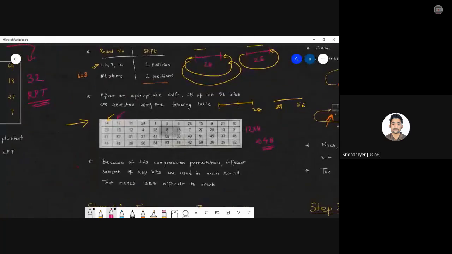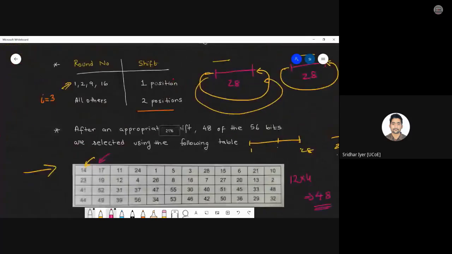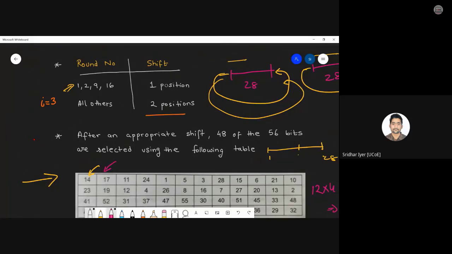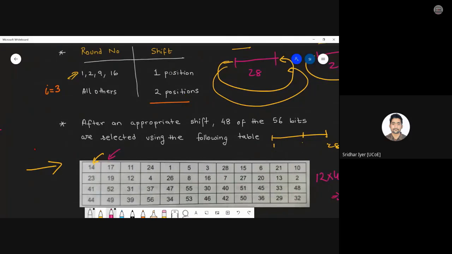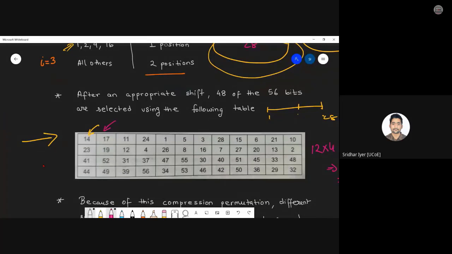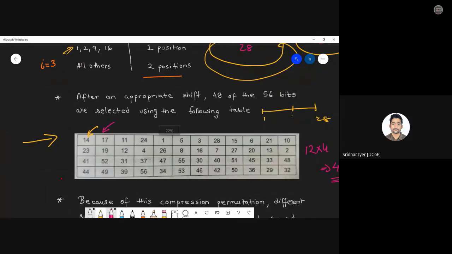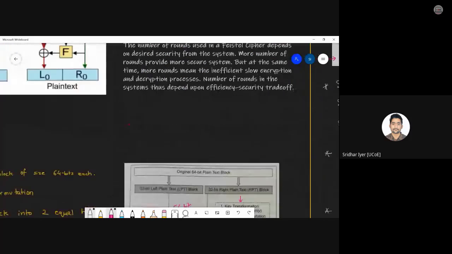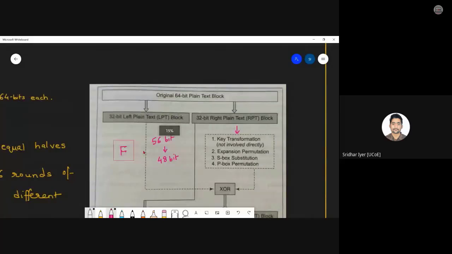Depending upon the round number, we do some sort of shifts. For example, if round number is 1, 2, 9, or 16, we shift the positions by 1. For all other rounds, there will be a shift of 2, cyclic left shift, right? And then after the shift, we refer to this table, do the transposition, and whatever is the current 48-bit value, we use it as the round key, which is of size 48 bits. So let me reiterate once again. The effective key of DES is 56 bits, but the round key is of size 48 bits.